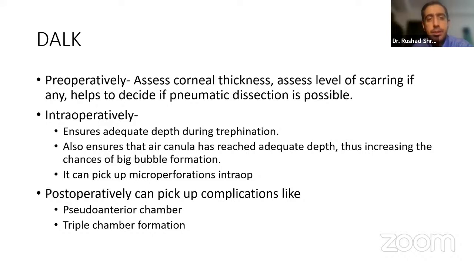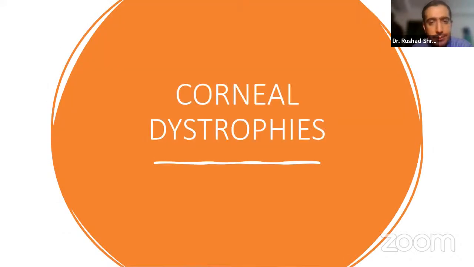Intraoperatively, it ensures that the depth of trephination is proper, because in DALK you want to preserve the Descemet's membrane and trephine just above that. It ensures that the air cannula has reached adequate depth, and it gives you a very nice intraoperative view of whether the bubble is formed in the right layer in a big bubble technique. It can help pick up micro perforations intraop that can be managed to ensure that the DALK can be completed. And in DALK, you can have a pseudo anterior chamber. You may sometimes leave the host Descemet's membrane along with the other Descemet's membrane, and you'll have a double anterior chamber formation.